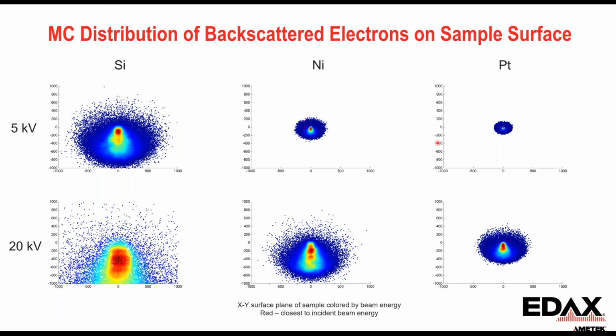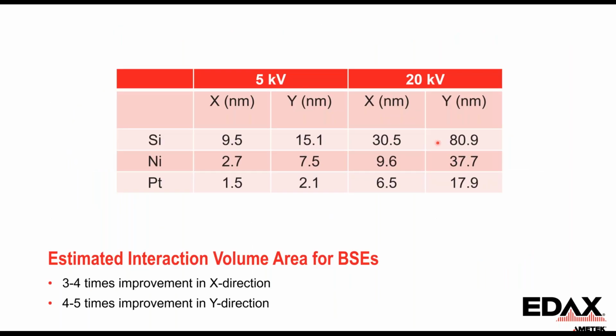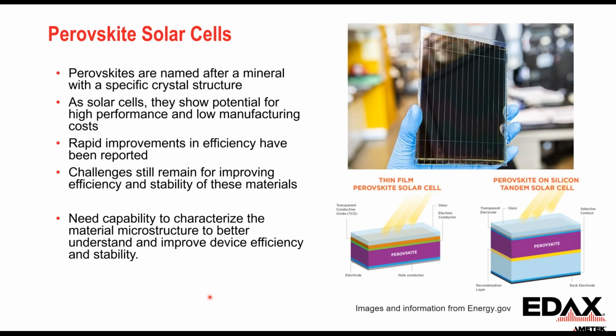And if we look at it more numerically, we see this type of estimate of what the interaction volumes are. We are tilted, so our spatial resolution in one direction is typically a little bit less than it is along the direction of the tilt. There's more spread in that direction. But at lower voltage you can see 3 to 4 times improvement in the non-tilted direction and 4 to 5 times improvement in the Y direction. So this detector is more sensitive. It's more sensitive for both currents and energies.